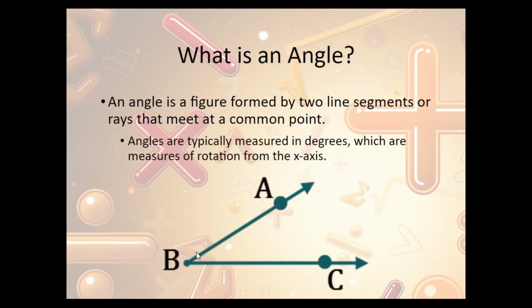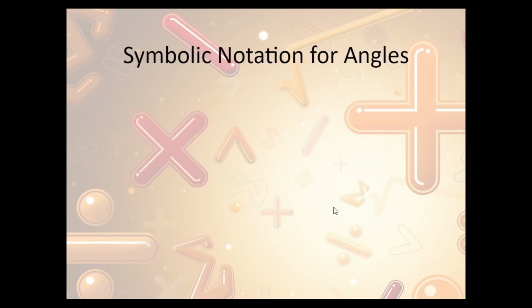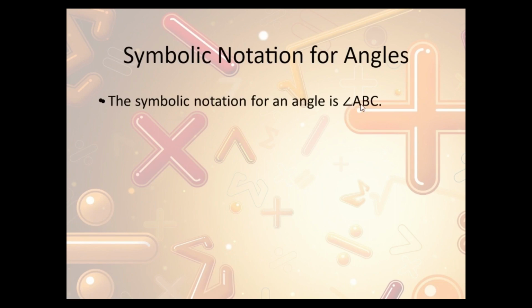We have ABC here. BC is a ray, and BA is a ray, and they meet here at point B. And it forms this kind of V shape here, which is an angle. Symbolic notation for angles. The symbolic notation for angles is angle ABC. So it's this kind of V shape here that represents angle. Then we label it with the points involved.